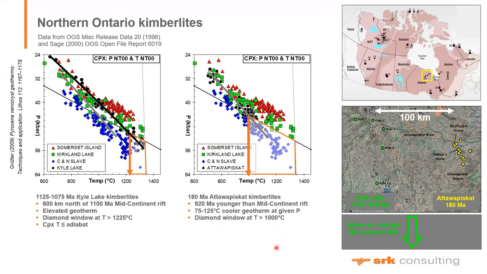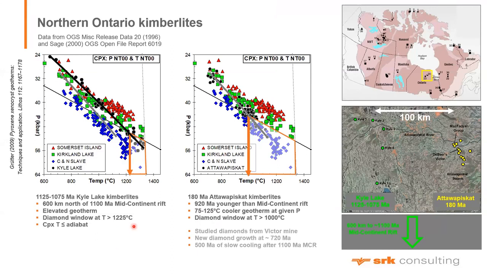The diamond window is at a temperature of 1,000 degrees centigrade as opposed to 1225 over here. So we see with time the changing in geotherm. In this case, it's a very slow cooling from 1,100 million years over there to 180 million years over there. 75 to 125 degrees cooling, depending on where you are on the geotherm. How do we put that into further context?